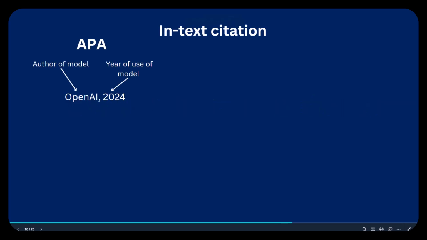We will start with the in-text citation. The APA style has you put the author of the model, then the year the model was used. In this case, when citing ChatGPT, the author of the model is OpenAI, the company that created ChatGPT.